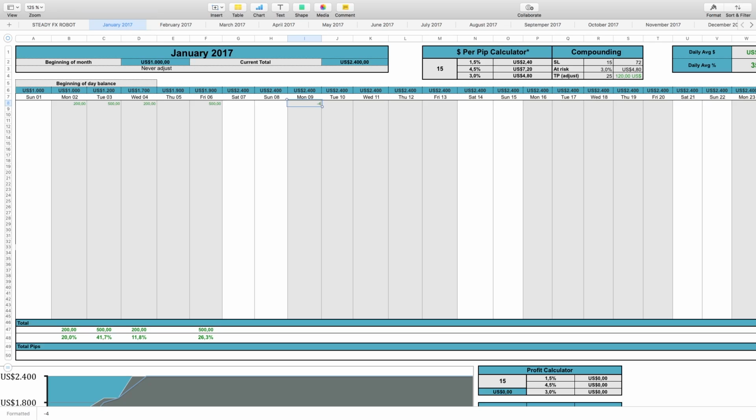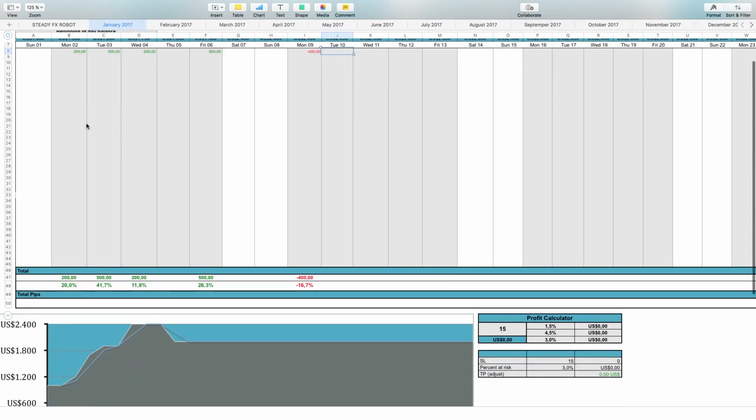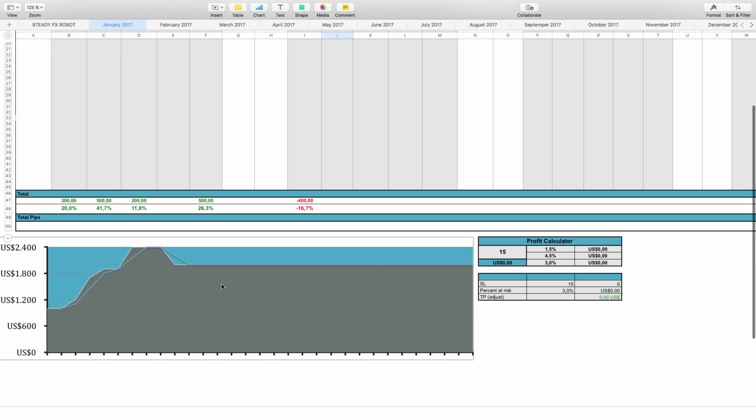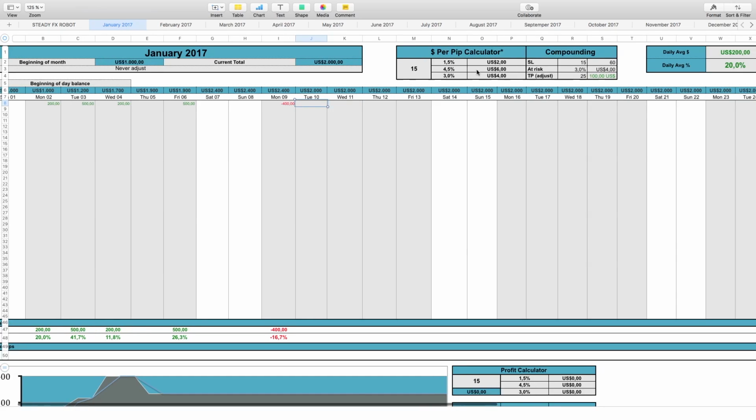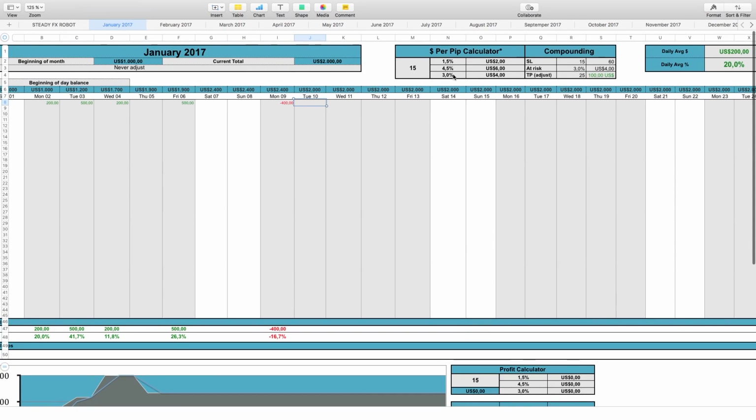So let's say we put in a loss, it will show in red, and you've got this fine line where you can see your progress. Now, I want to talk a bit about the per pip calculator for a minute. These are percentages of risk, and this is your stop loss. So this 15 number is based off 15 pips of stop loss on whatever trade you want to take. So if we increase this, you'll notice your trading volume will decrease, and it makes total sense, right? So 3% would be $2 per pip, and 4.5% will be $3 per pip.